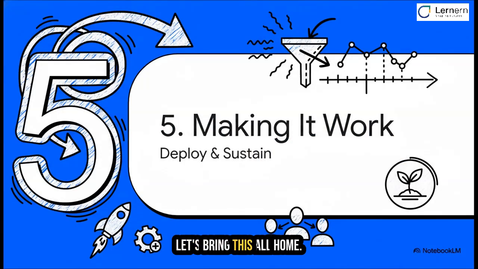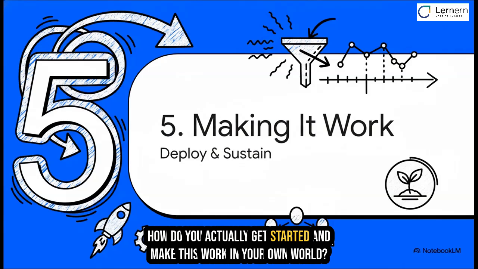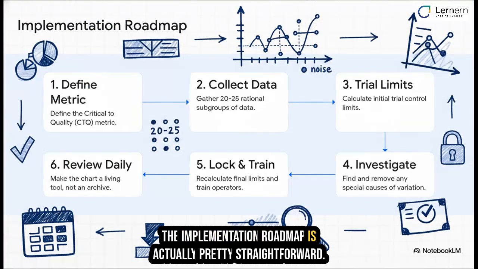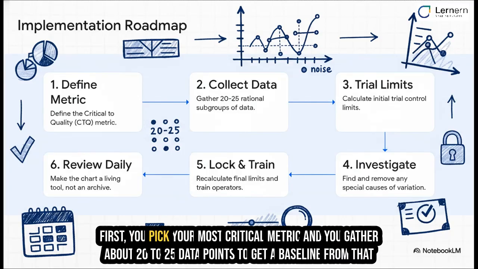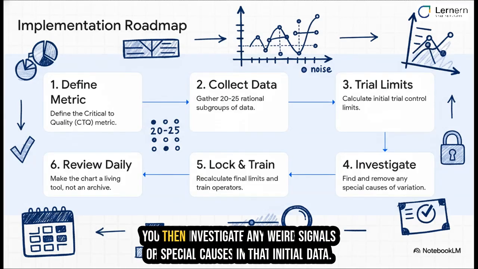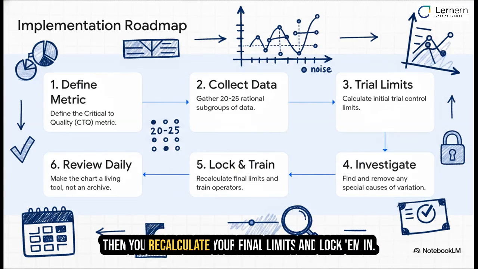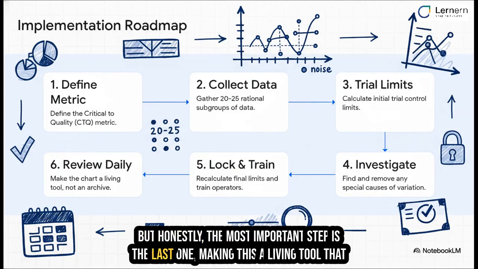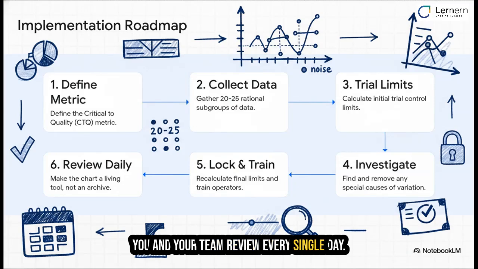All right, let's bring this all home. How do you actually get started and make this work in your own world? The implementation roadmap is actually pretty straightforward. First, you pick your most critical metric, and you gather about 20 to 25 data points to get a baseline. From that data, you calculate your first set of trial limits. You then investigate any weird signals or special causes in that initial data, then you recalculate your final limits and lock them in. But honestly, the most important step is the last one, making this a living tool that you and your team review every single day.